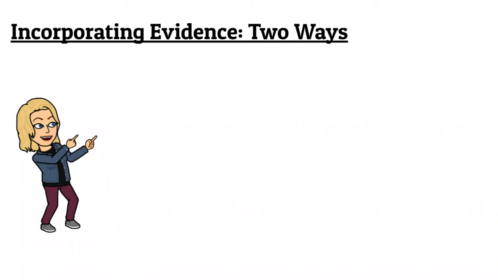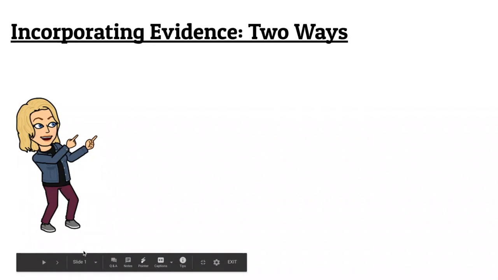Hi, everybody. This is a screencast about incorporating evidence. We're going to focus on the two ways that you can incorporate evidence into formal academic writing in our history class. So have a piece of notebook paper out and be ready to write down what those two ways would be.